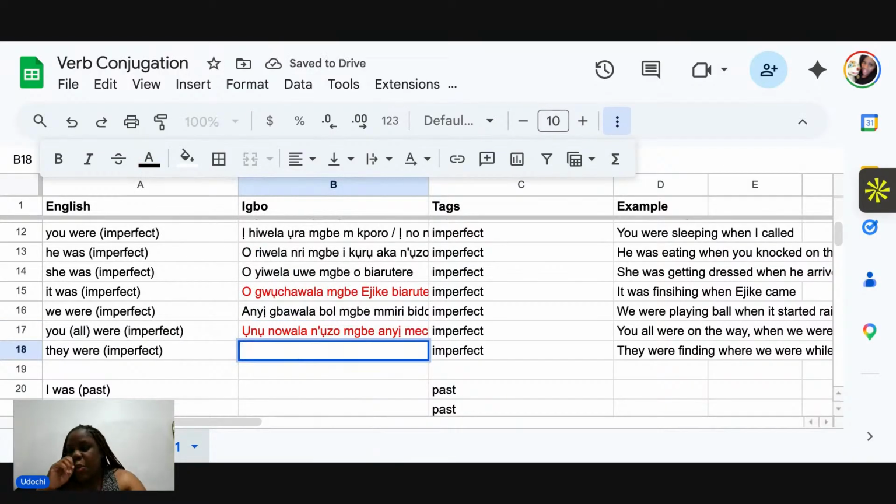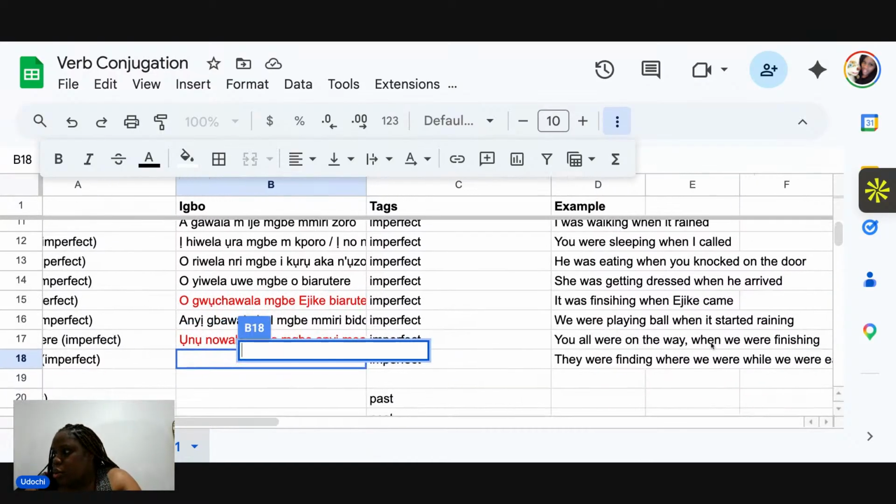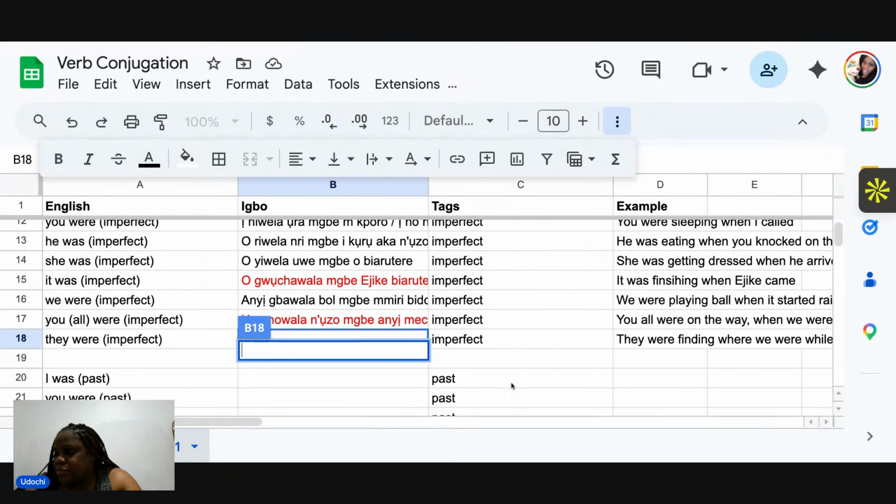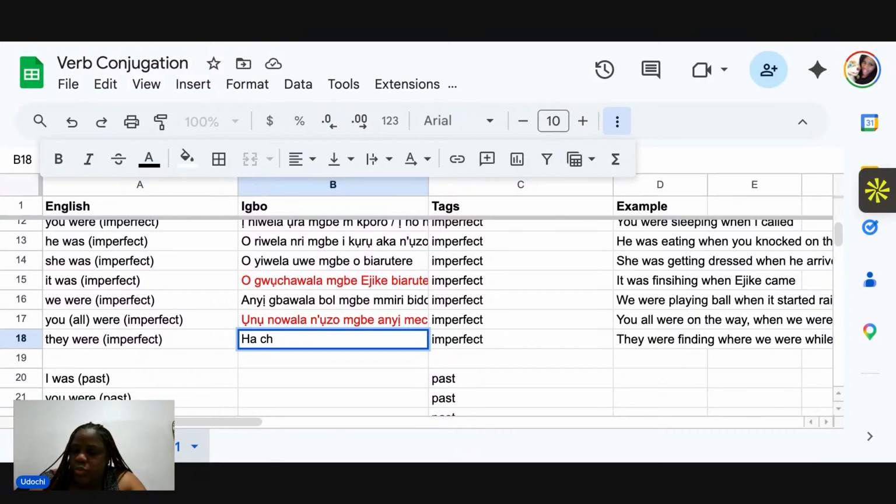All right. They were finding where we were while we were eating. Ha cha cha. Let's see if this will work. No, it doesn't work.